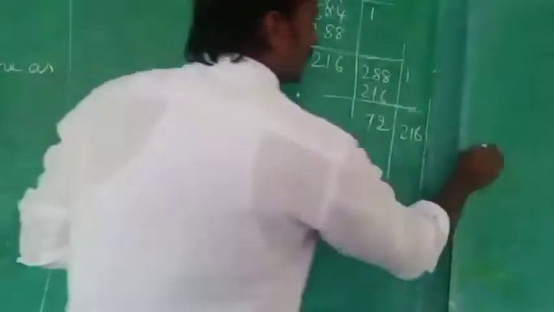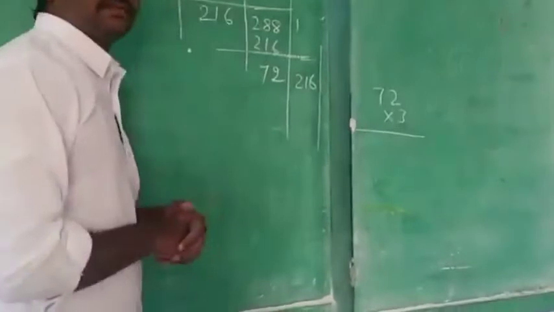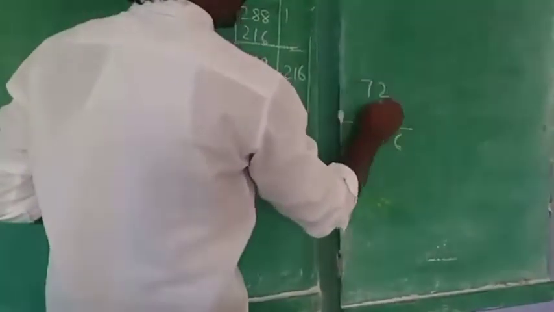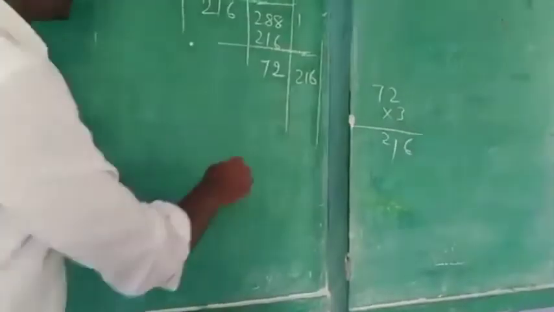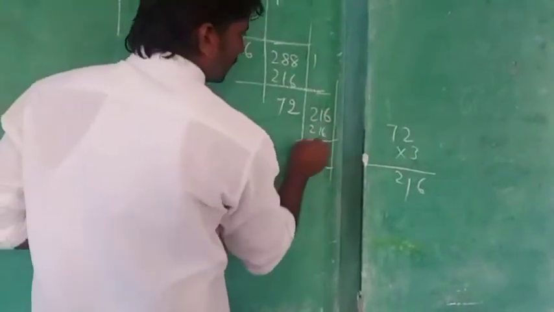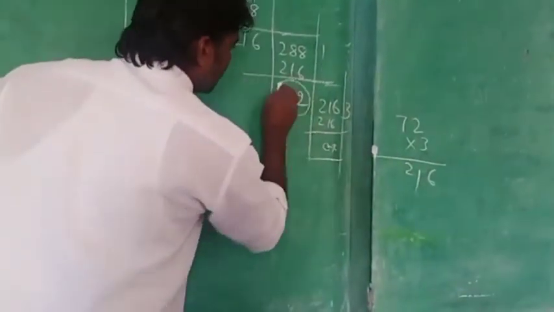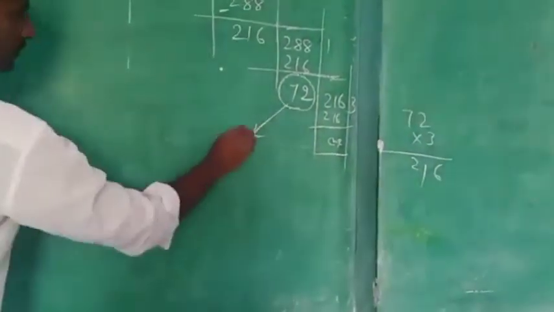Let us do 72 into 3 will take. 3 sir. 3 to the 6. 3 7 the 12. Got it. So now 72 3s are 216. So 3 is answer. So now where we got remainder 0, this one is the HCF.